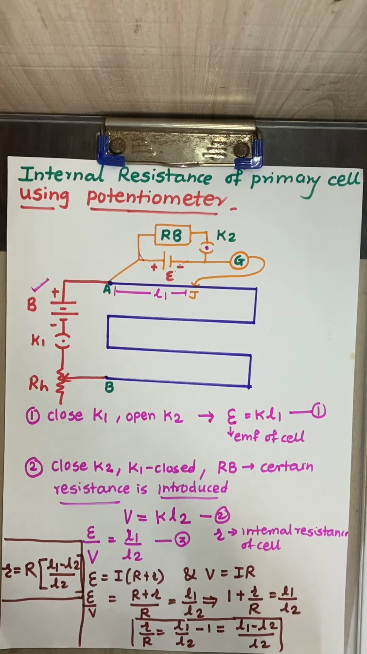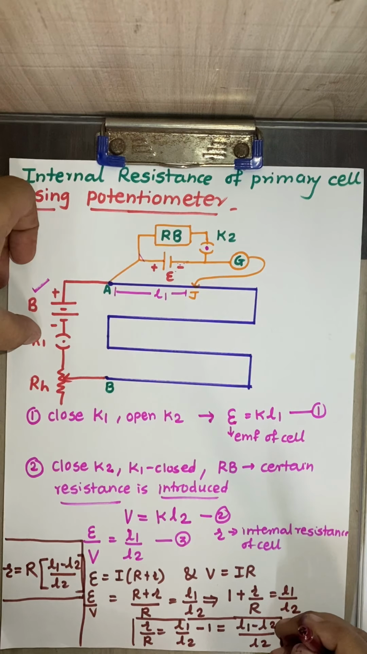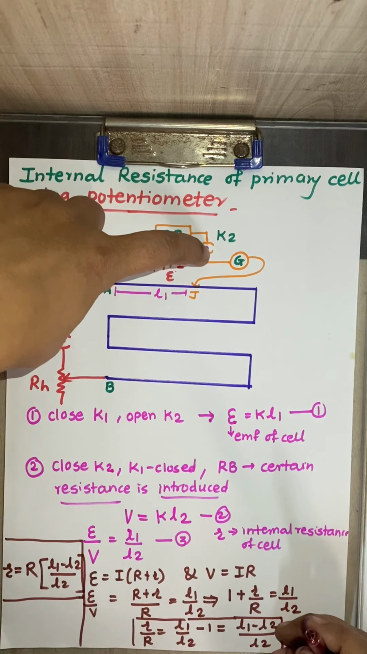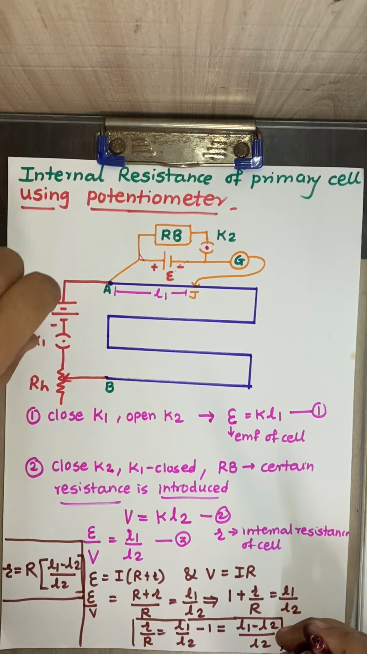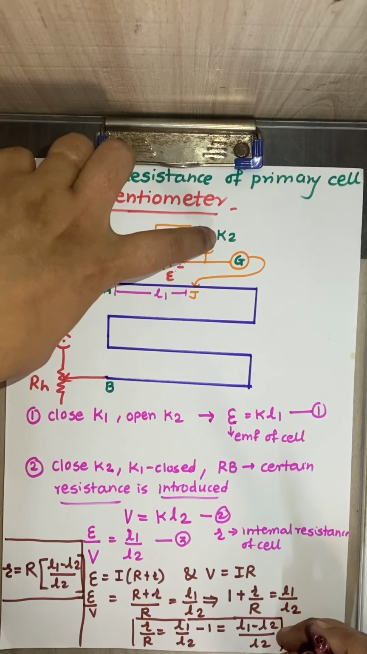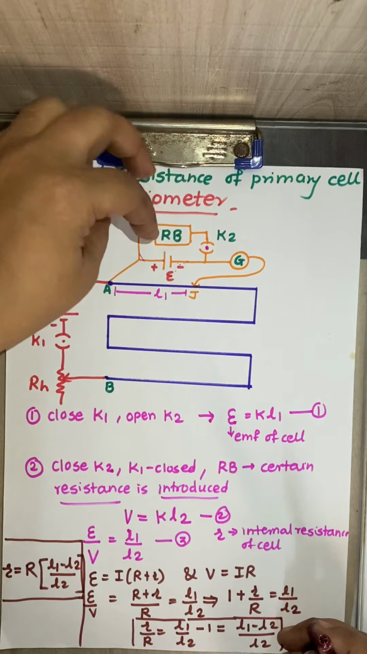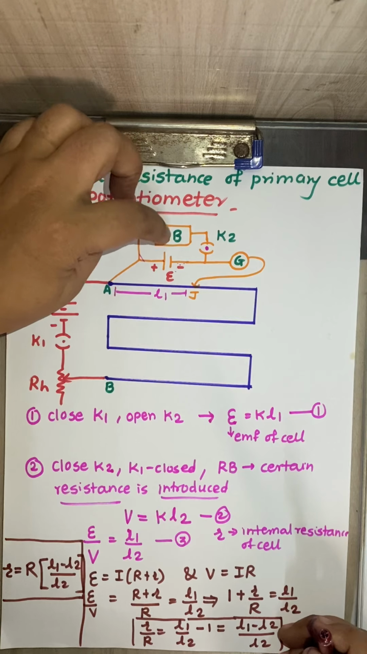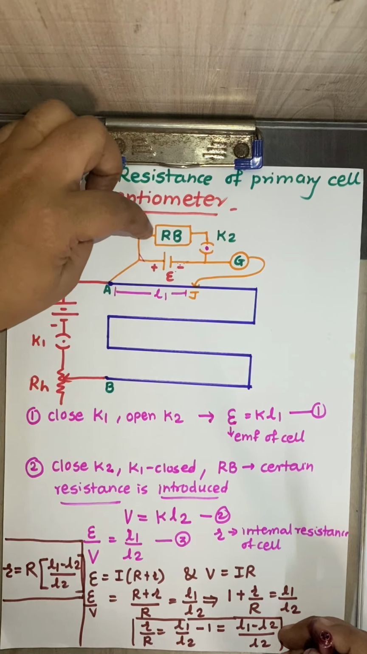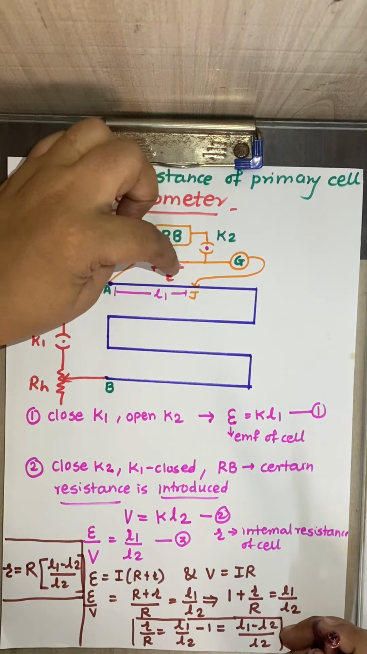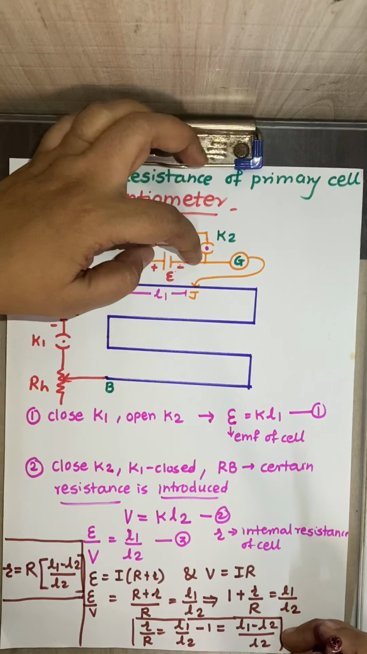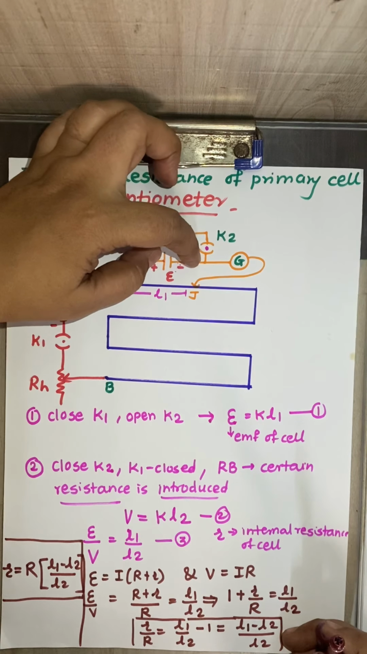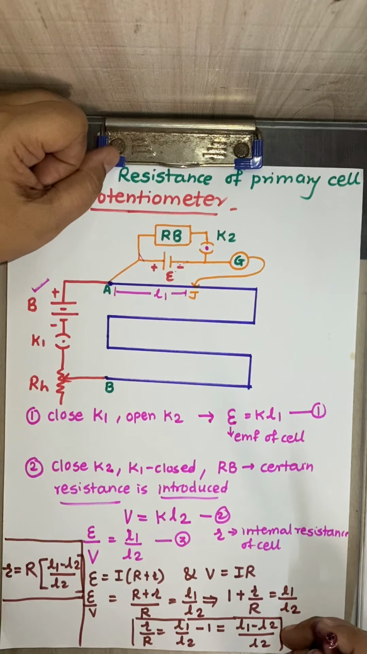So what are the two major steps to find out the internal resistance? First one is close K1, open K2, and find out the balancing length, that is L1. The next step is, already K1 is closed, close K2, and introduce certain resistance in the resistance box, that is capital R. Now the cell sends the current through this path. At that time we balance the length, and that length shows the potential difference across the terminals of the given cell.